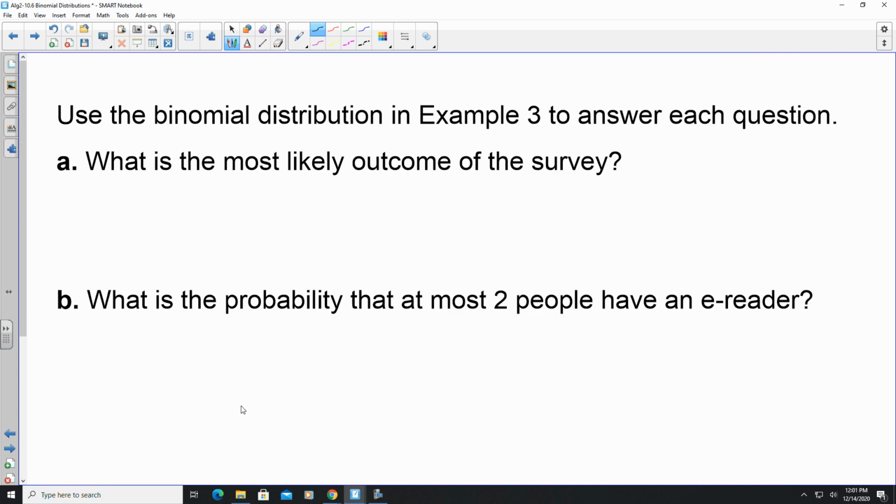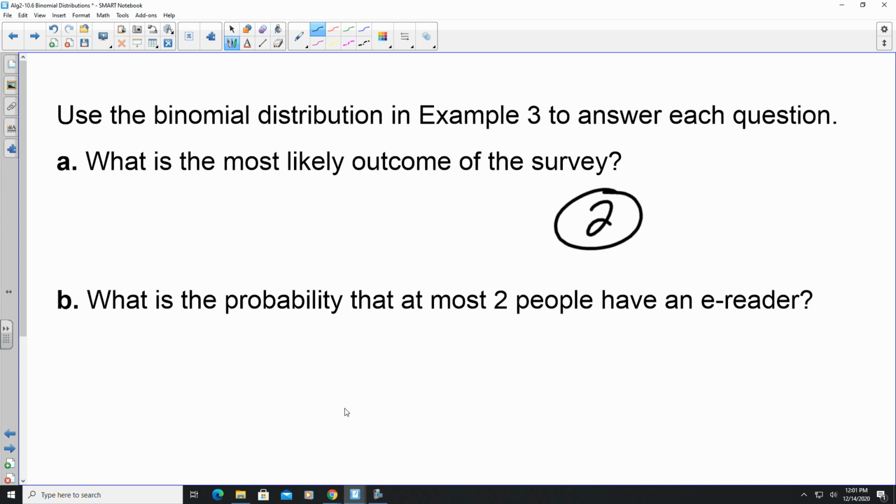And I guess I just answered this question here. It says, use the binomial distribution example 3 to help answer, which is the most likely outcome? And the most likely outcome, I just answered that. That was 2. Over here, for part B, it says, what is the probability that at most two people have e-readers?